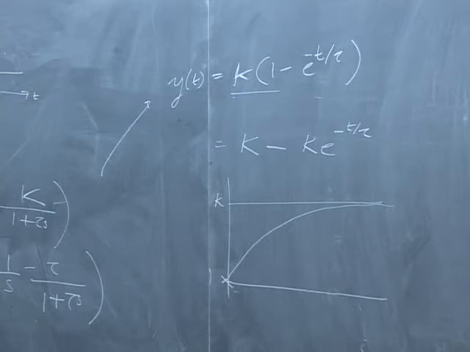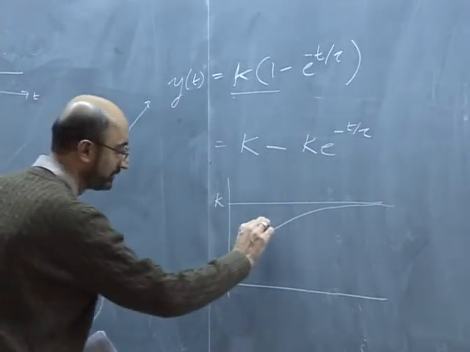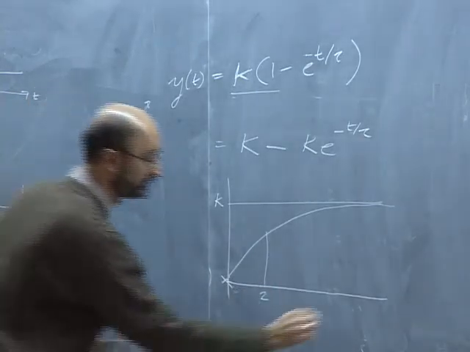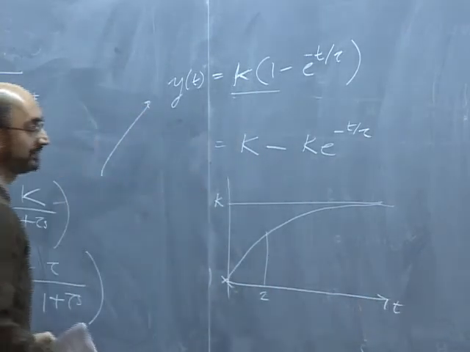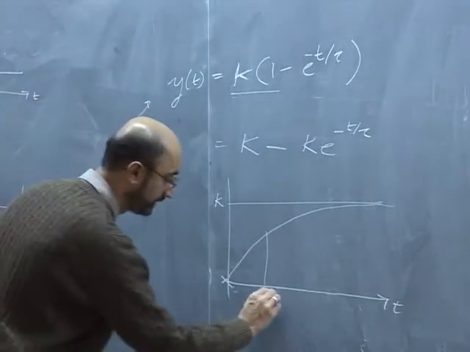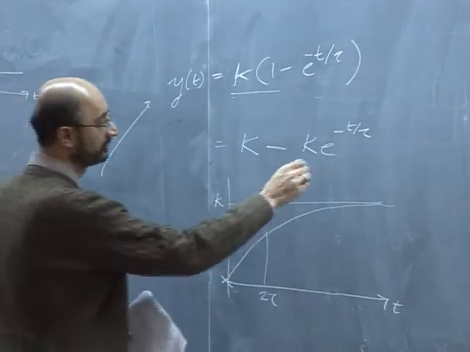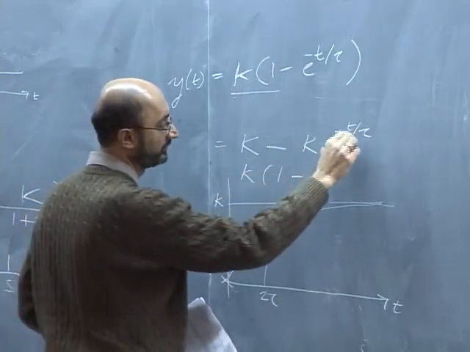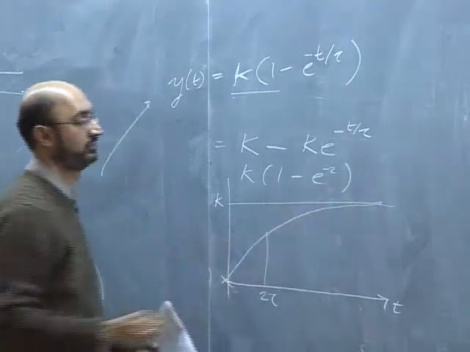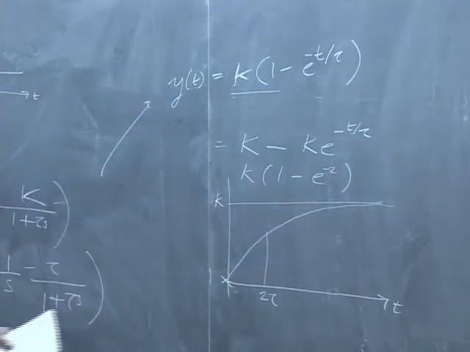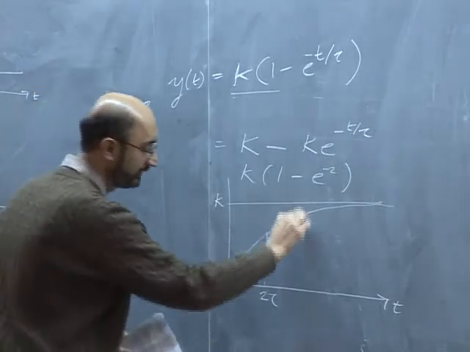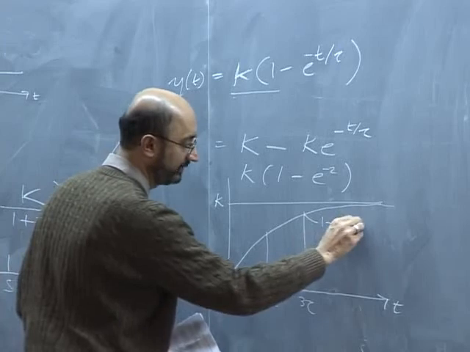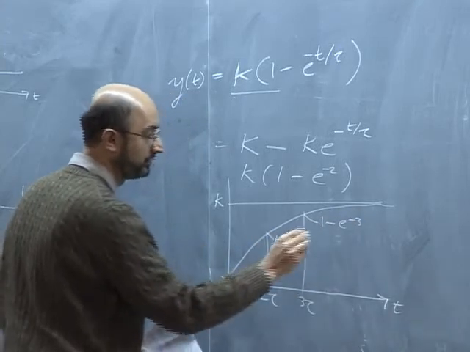And now we can see what these values are going to be. Let's just pick a value over here. Let's say the value of t is 2 tau, for the sake of argument. Then this is going to be k times 1 minus e to the minus 2, right? If it's 3 tau, then this is going to be 1 minus e to the minus 3, and so on.